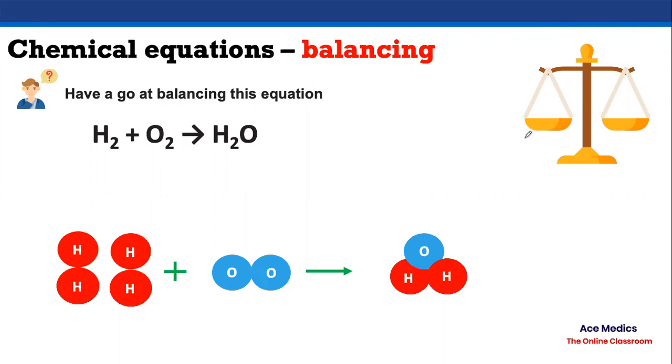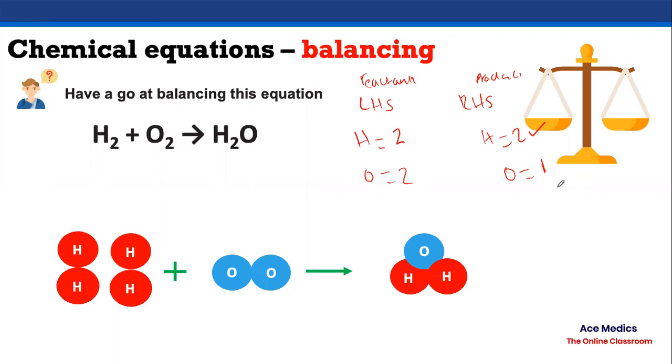Is this balanced? No, it's not balanced. So how can we tell? We just do our method. We have the left-hand side elements and the right-hand side elements. Remember, when we're talking about the left-hand side, we're talking about the reactants, and the products are on the right-hand side. On the left we have 2 hydrogens and 2 oxygens. On the right-hand side, we have 2 hydrogens, so that's balanced, but we only have 1 oxygen, okay?